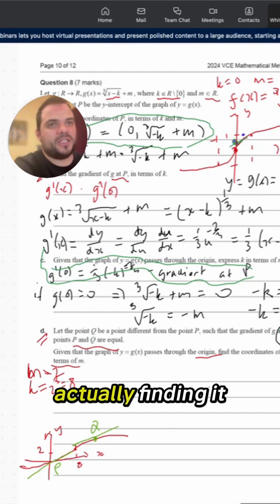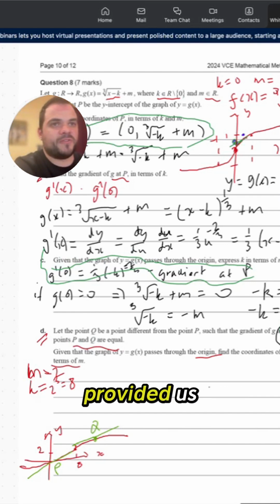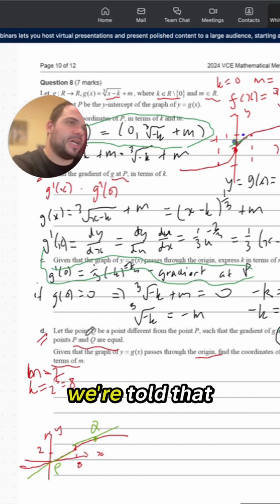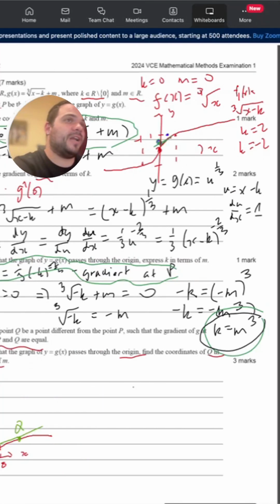Going ahead and actually finding it using the information provided in the question, we're told that the gradient at Q is the same as the gradient at P. We have the gradient of this function g from part B. We calculated g dash of x.